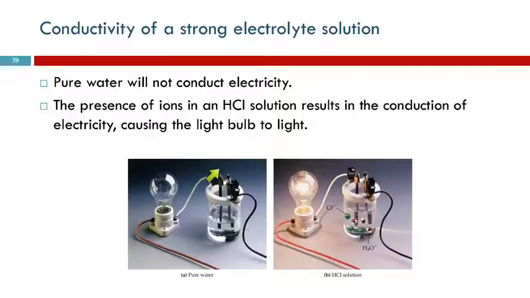Pure water, this is a cool conductivity device that I wish we had one that worked, but we don't. I should make one. The light bulb won't go on. This is plugged into an outlet. The light bulb won't go on because the electricity cannot get from one electrode to the other through pure water. If we throw some hydrochloric acid in there, it completely dissociates into ions. There's now hydronium ions and chloride ions, and the ions carry the current from one electrode to the other, and the light bulb goes on. A strong electrolyte conducts electricity strongly. A strong acid conducts electricity strongly.